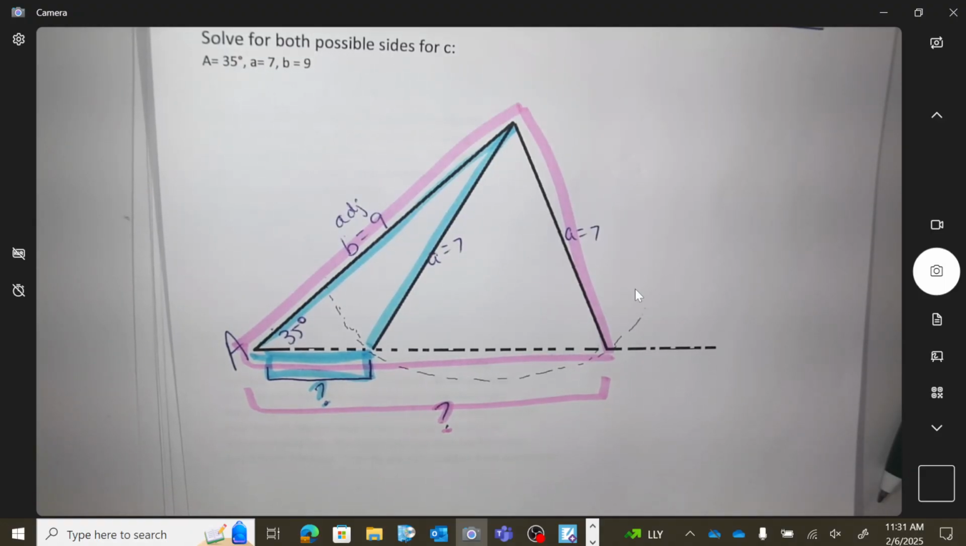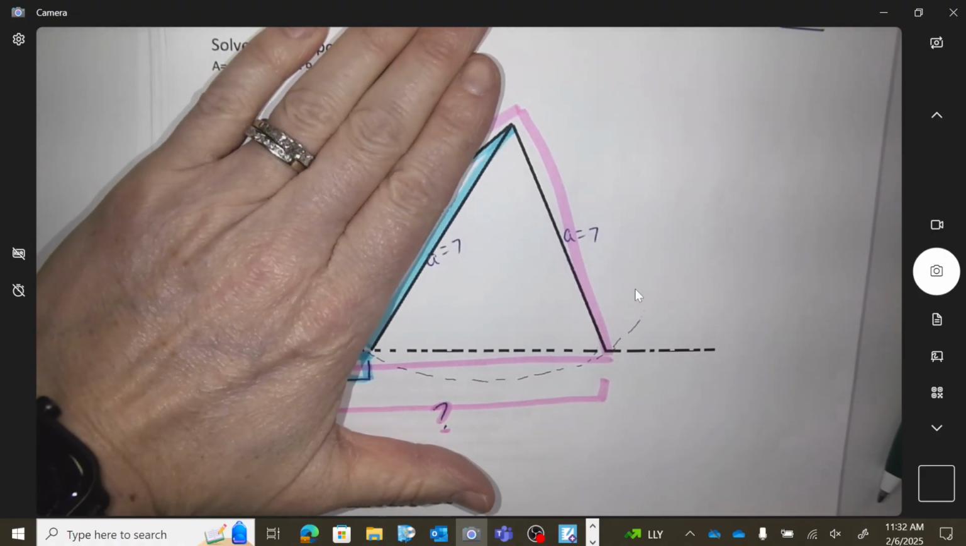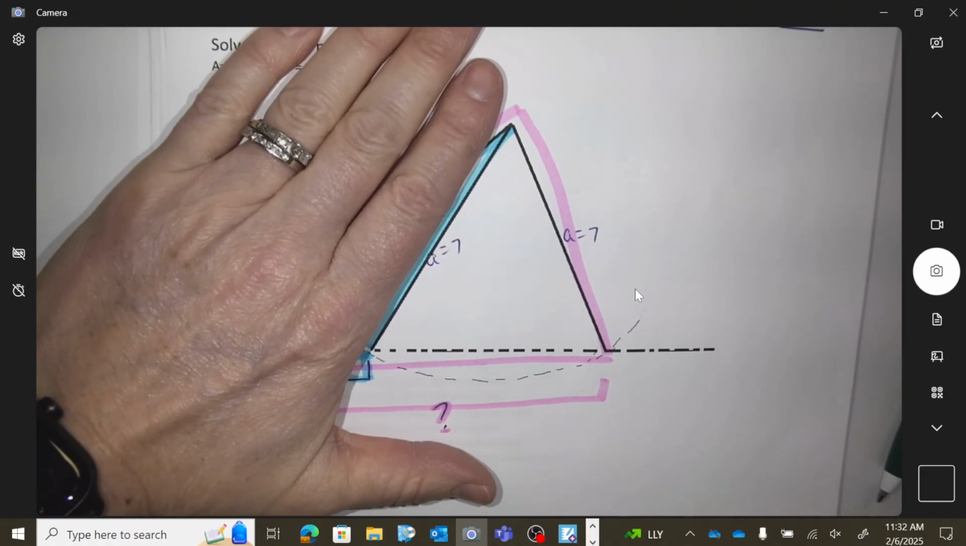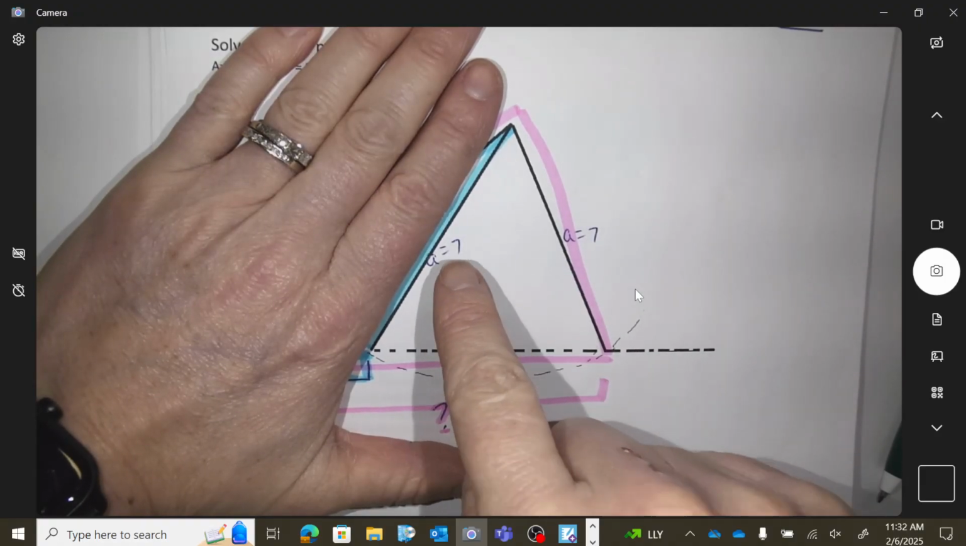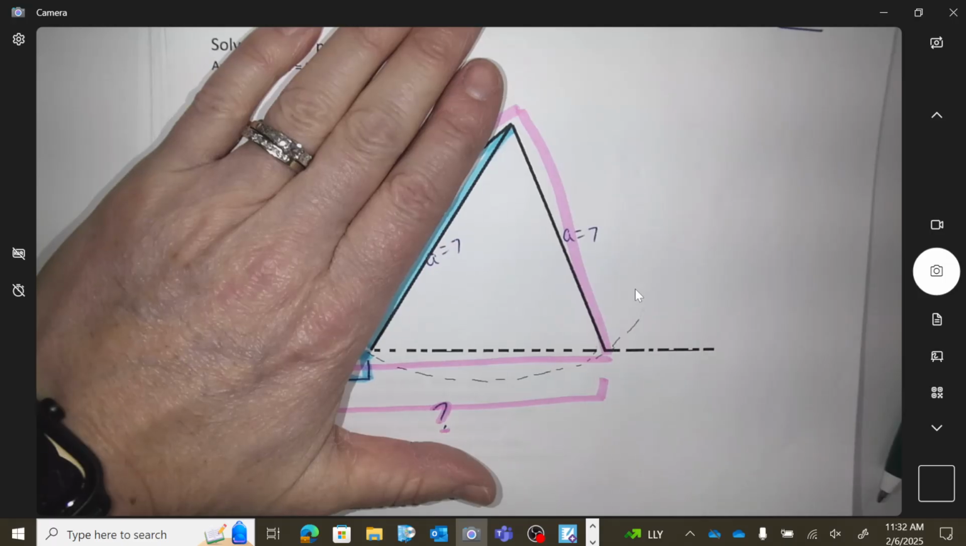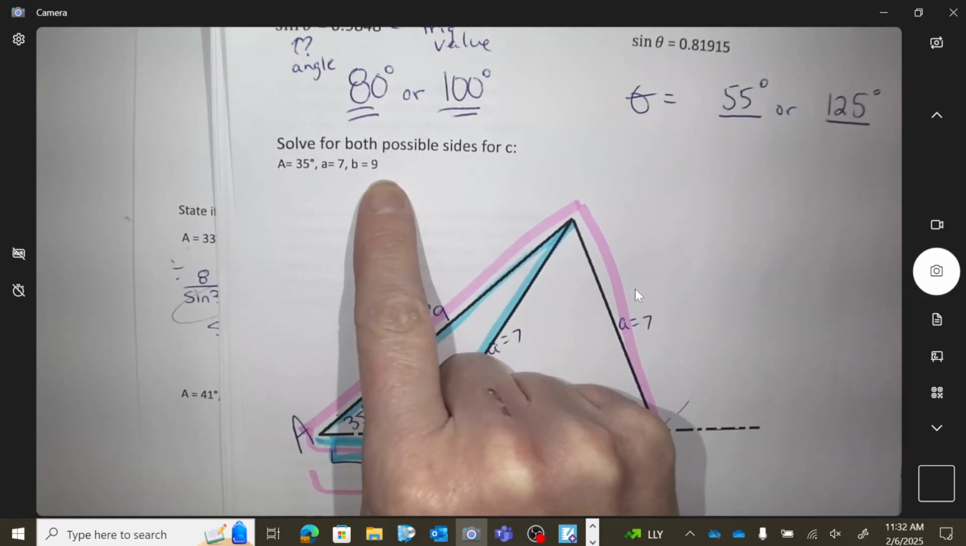Nine, 7, question mark. 9, 7, question mark. Okay. I want to make sure we don't make this mistake. There's a triangle here. Why would I not want to solve this triangle? Because it would be 7, 7, question mark. That's not my triangle. What does my triangle have to have in it? A 9 and a 7.